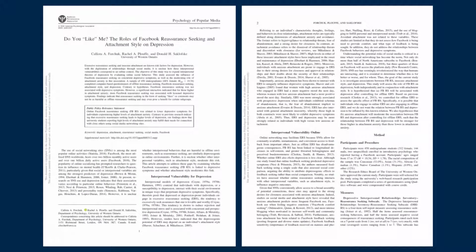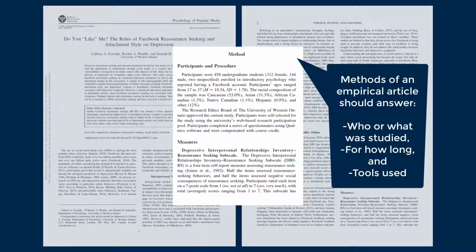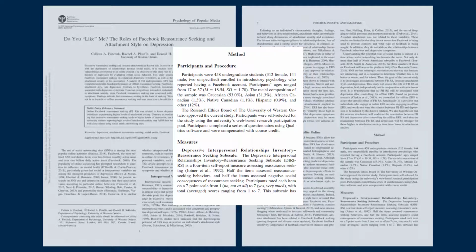A quick way to check if it is in fact an empirical study is to look at and read the methods section, or methodology, of the article. In the methods section, authors describe the process that they used to conduct their study, including who or what they studied, for how long, and the tools that they used. In this section, you should be able to determine whether they conducted original research or whether they analyzed others' work.